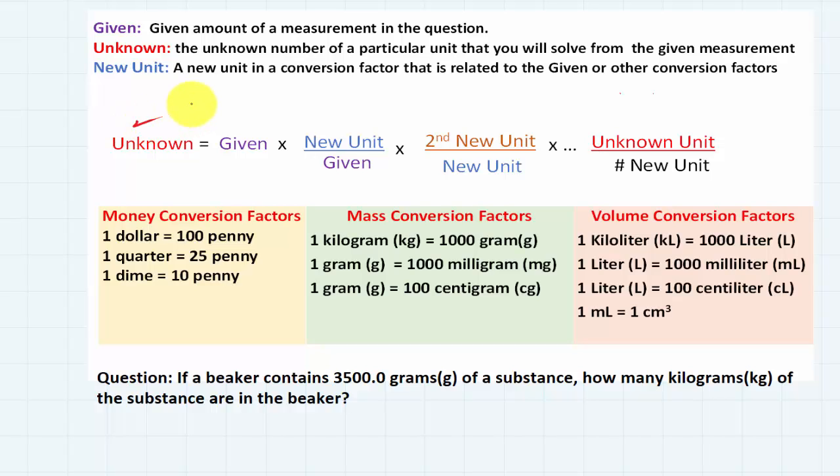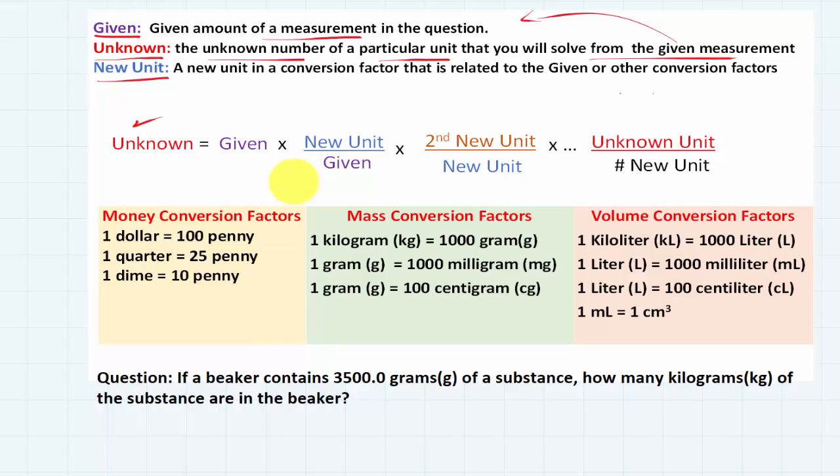There are three terms that we need to be familiar with. First is the given. In any problem, there is always a given amount of a measurement in the question. And then, of course, we are always asked to solve for an unknown value. In most cases, we're looking for the unknown number of a particular unit that can be solved from the given measurement, which is right here. In the process, we will use a different unit. We call it the new unit that is involved in the conversion factors that relate the unknown and the given together, or the other way around, which relate the given to the unknown unit.